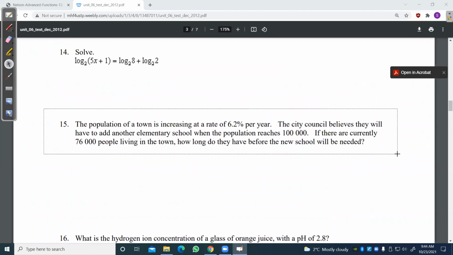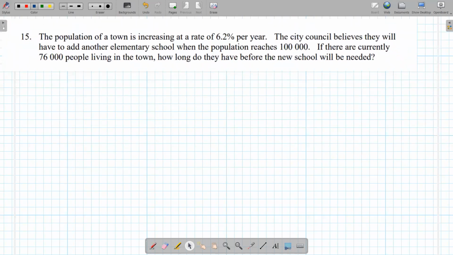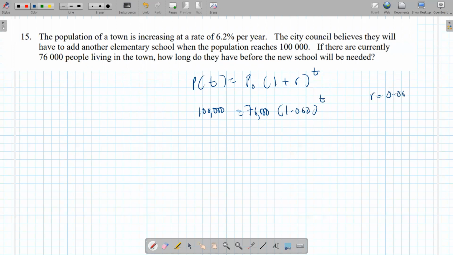Here's the population growth. Population growth is the exact same formula as compound interest, where the population after t years is equal to the initial population times 1 plus the growth rate to the power of t. Exact same thing as compound interest. So what's going on here? P0, the initial population, is 76,000. And then they want to know when the final population will be 100,000. So you have 1.062 to the power of t, because r is 0.062.